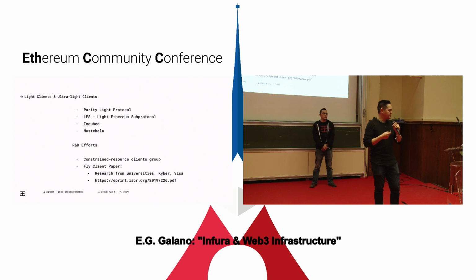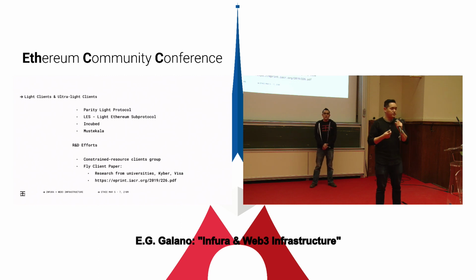So then talking about light clients and ultralight clients, I already talked about the Parity light client protocol. LES is the standard flavor that Geth supports. There was a talk, I think, earlier today from Christoph from Slock.it on Incubed as an alternative, IoT-focused light client. And then Mustekala is something that the MetaMask team was working on and is still continuing to work on, which is like a browser-enabled light client, sharding the state and propagating it through a peer-to-peer network of browser-enabled clients.